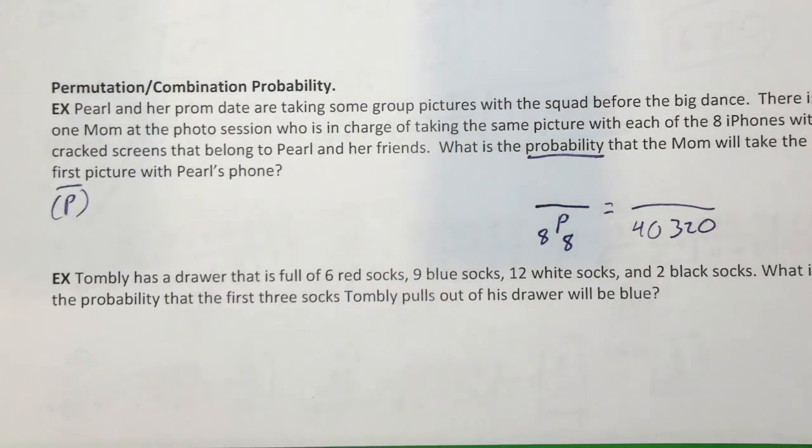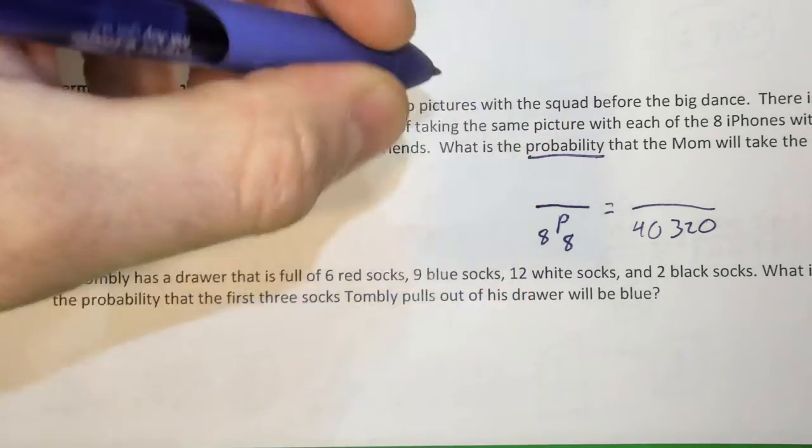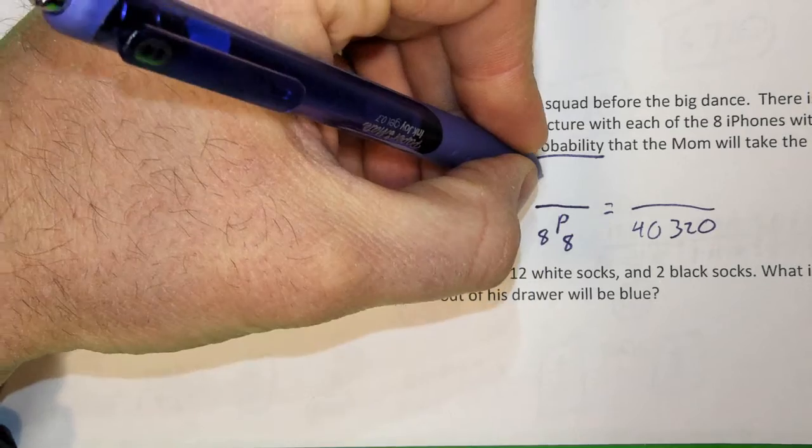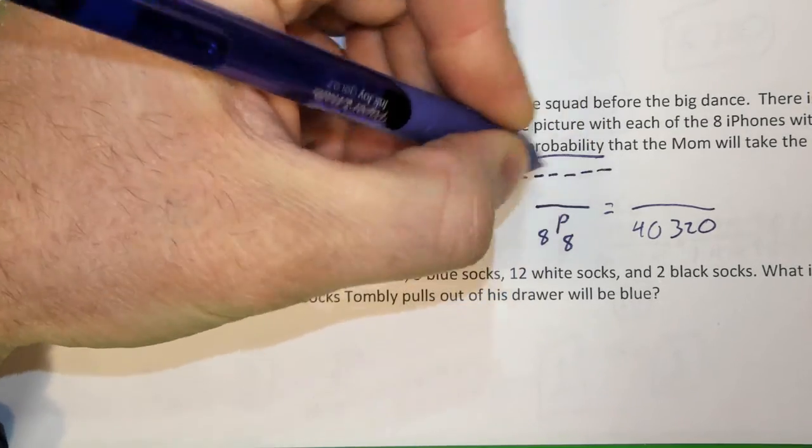Now for our numerator, this is where things get a little bit interesting. So, as usual, what's going to happen here is we have these 8 different phones that are available to us.